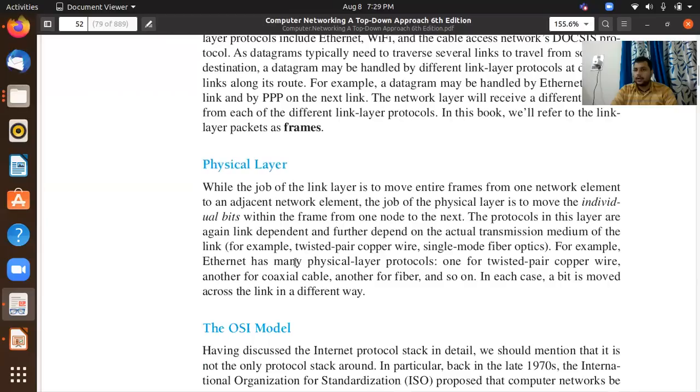Then comes the physical layer, and the physical layer's job is purely hardware based. It will convert those bits which are part of the frame into electromagnetic signals, and then push them over the wire. And how you will do the wire encoding, and what will be the rate of sending, all these things will be decided at the physical layer, and that is all in hardware.